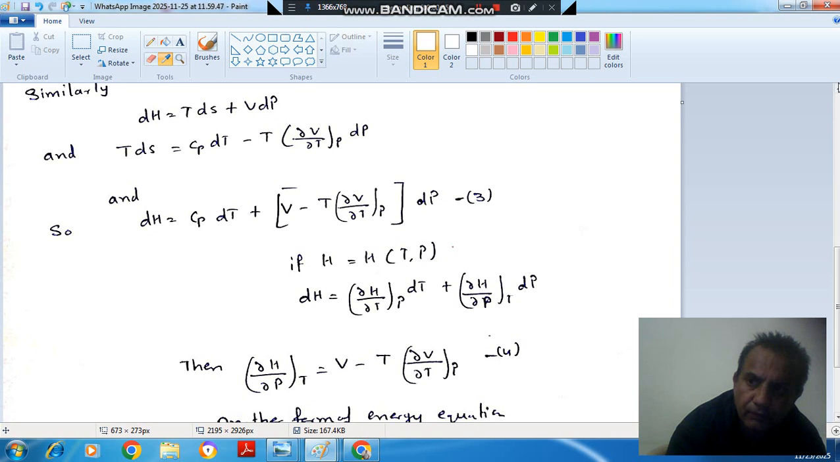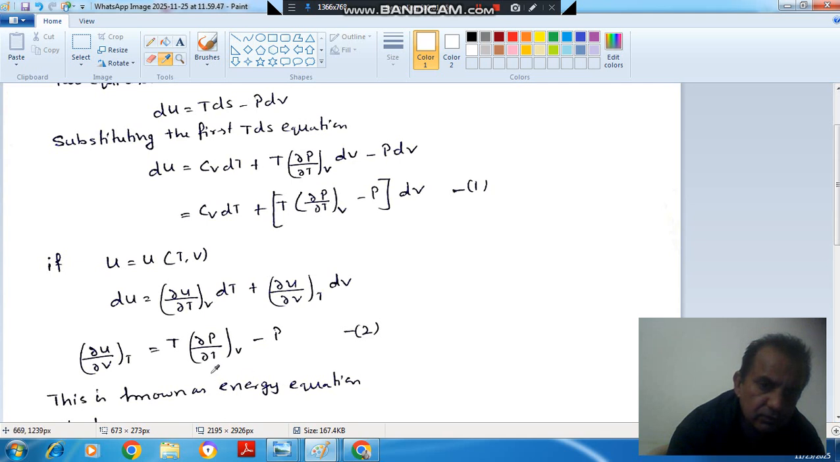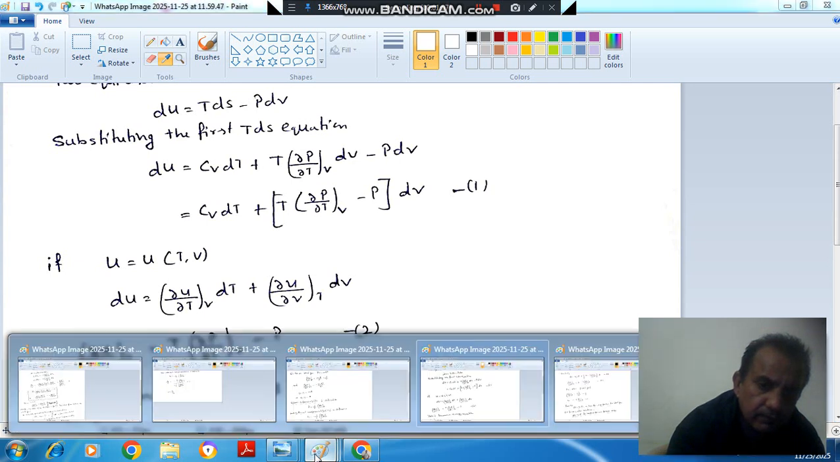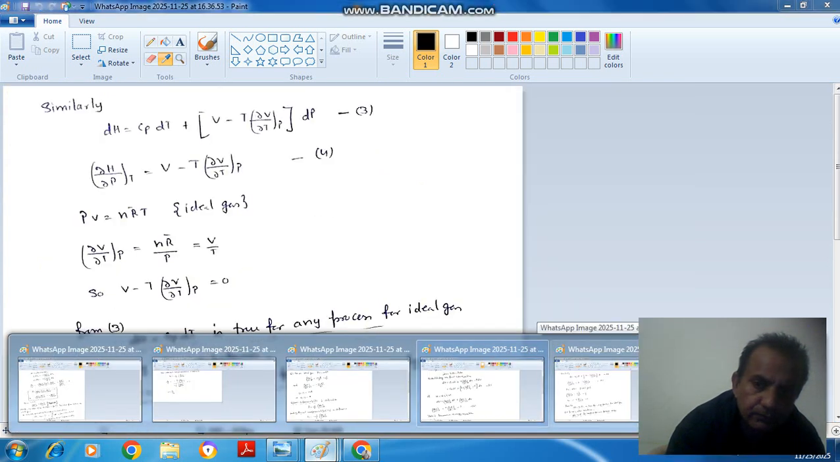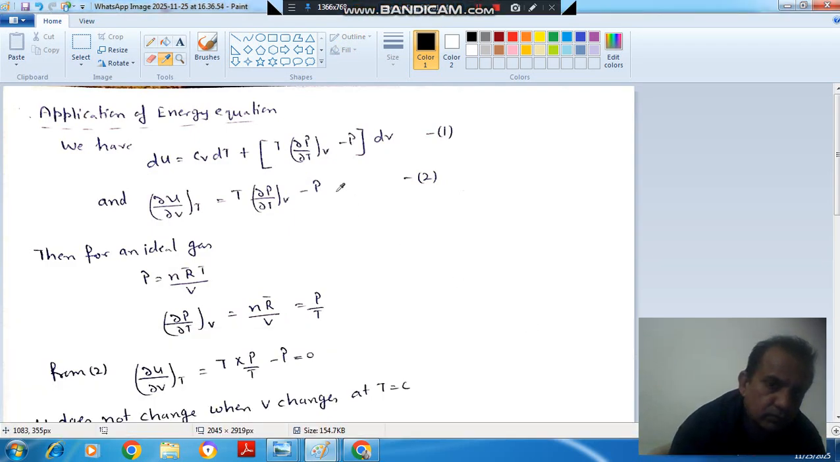in the previous video, starting from dU is equal to TdS minus PdV, putting the value of TdS, and we got this equation. Then using some mathematical expressions we found out (∂U/∂V) at constant T as this quantity. Okay, so now we'll use these to find out more results.